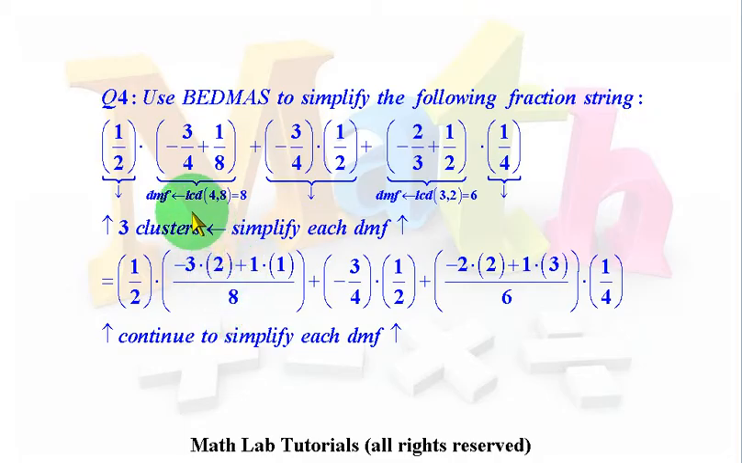8 divided by 4 is 2. Drop in the 2. Then 8 divided by 8 is 1. Drop in the 1. And the -3/4 dot 1/2 is just a complete drop down. All you do is drop the whole thing down. The 1/4 gets dropped down over here. Nothing to do. This over here requires some simplification using the LCD.